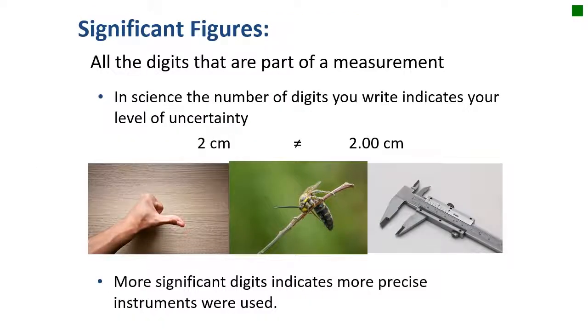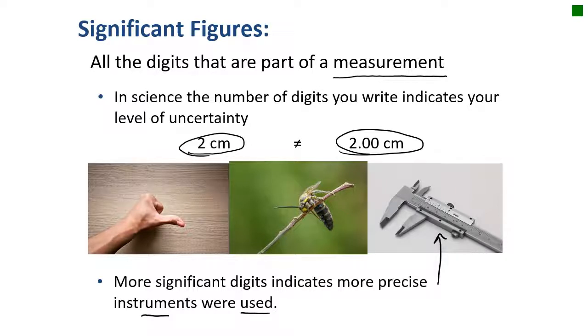So, significant figures. We know that significant figures are all the digits that are part of the measurement. This indicates your level of uncertainty. Please realize that 2 centimeters is not the same as 2.00 centimeters. The more significant digits we have, the more precise the instrument that we use to make the measurement is.